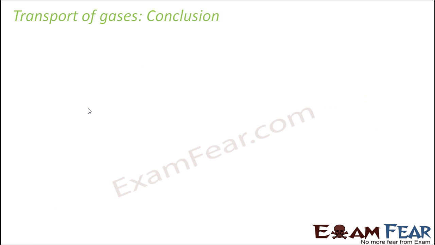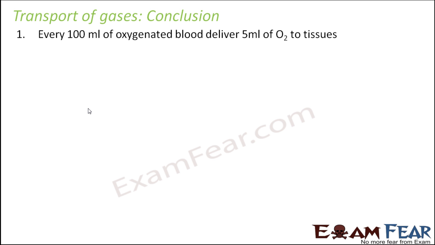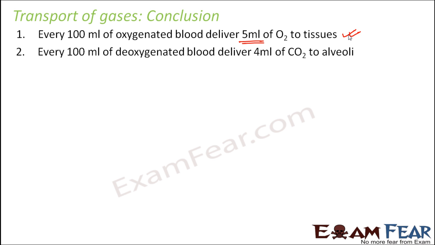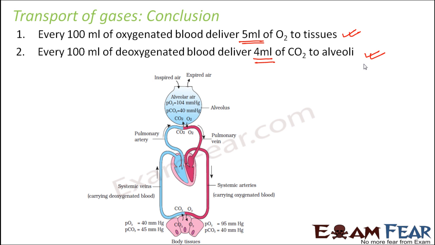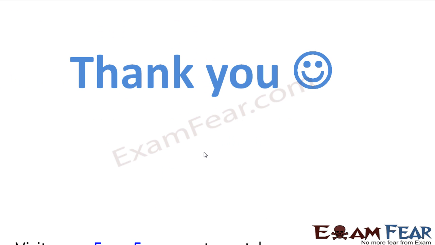So now let us see what we concluded based on our discussion on transport of gases. It has been observed that almost every 100 milliliter of oxygenated blood delivers 5 milliliter of oxygen to tissues in the form of oxyhemoglobin. Similarly, every 100 milliliter of deoxygenated blood delivers around 4 milliliter of carbon dioxide to the alveoli. I hope that the entire process is clear now, how the oxygenated and the deoxygenated blood travel throughout our body, how the exchange takes place at these two places, and how the transport takes place here and here. Right? Thank you.